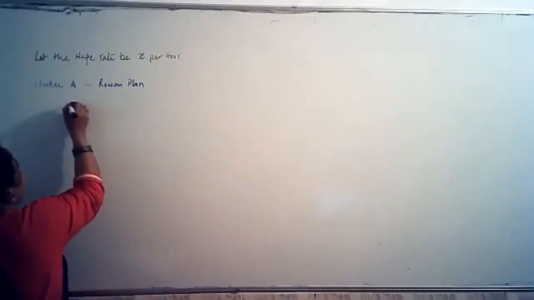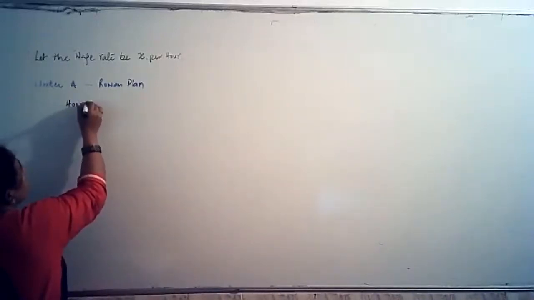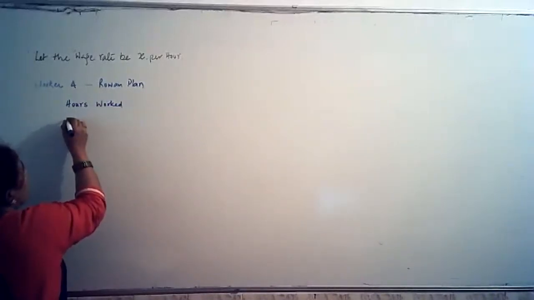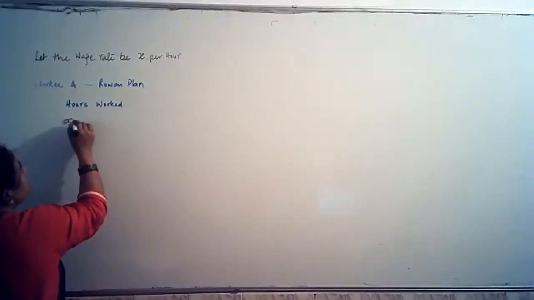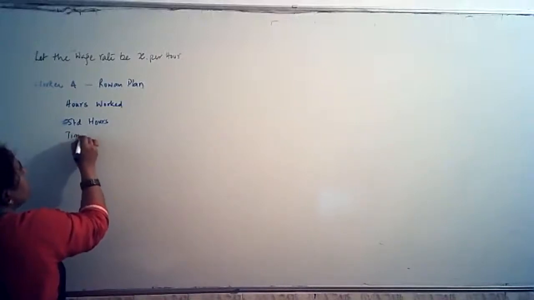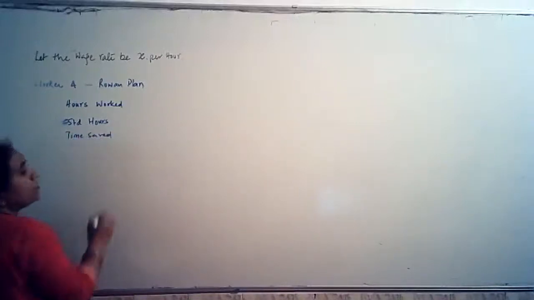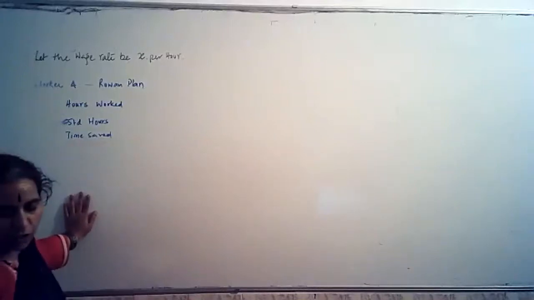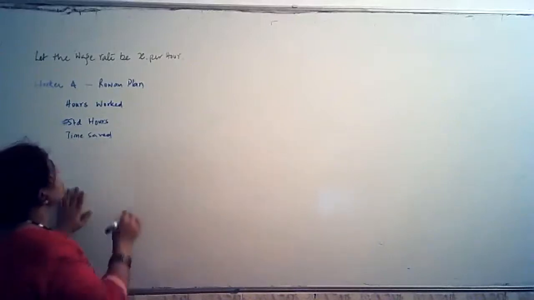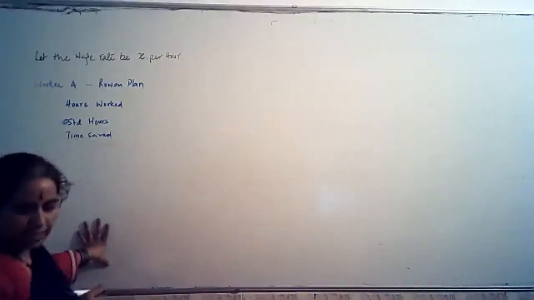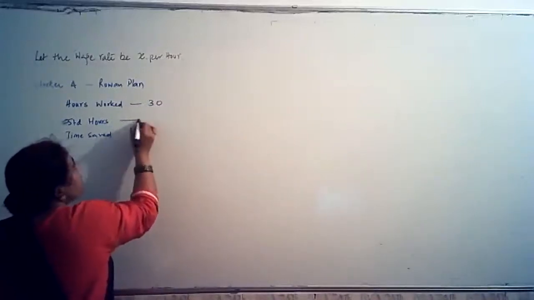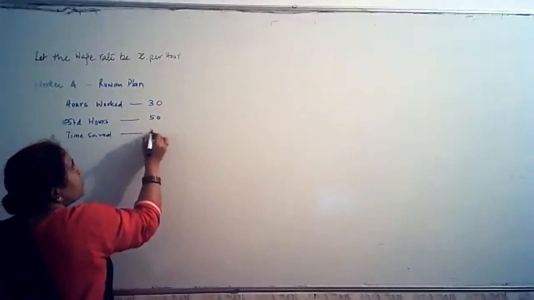What all I need? Hours worked, standard hours, and time saved. All these three I would need for calculation of wages. So first, hours worked for A is 30 hours. Standard hours is 50. Time saved is 20.